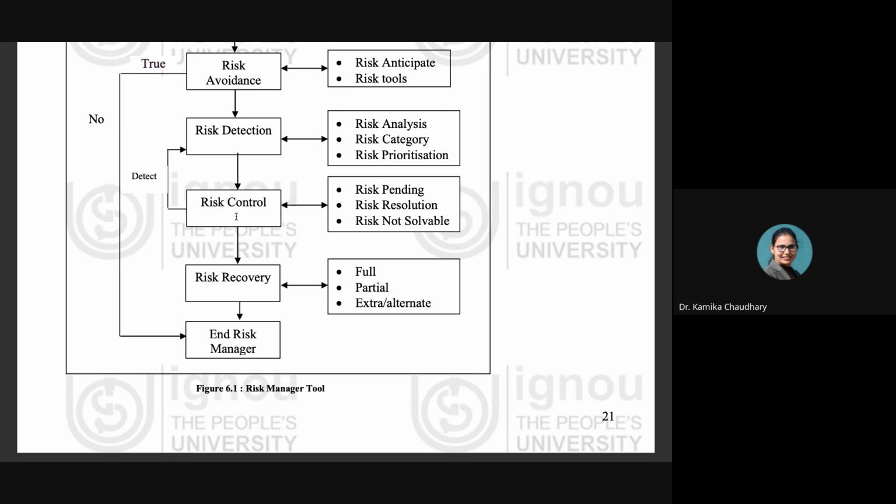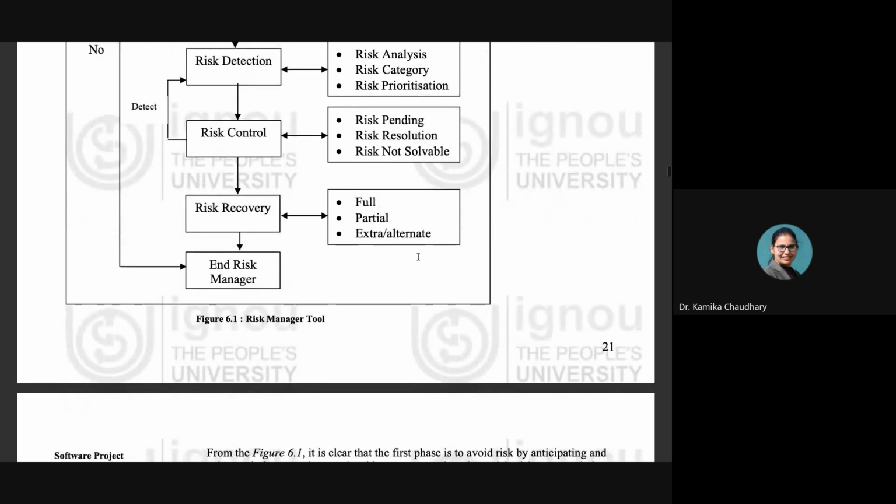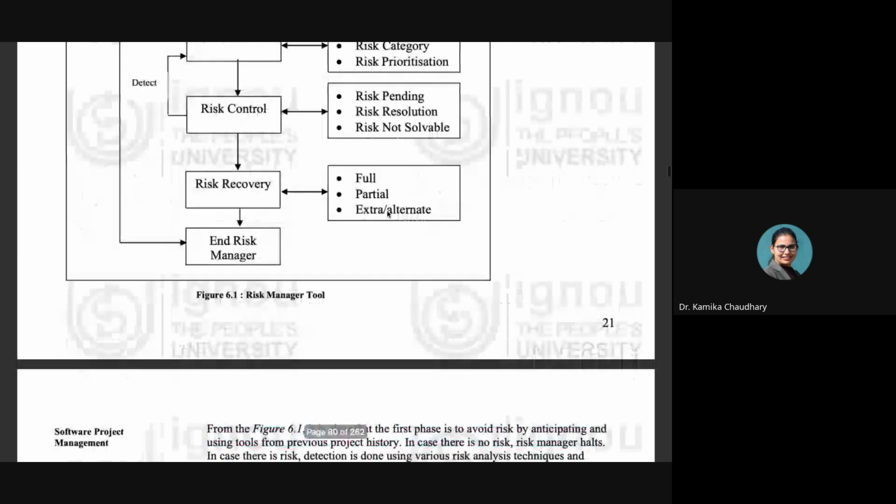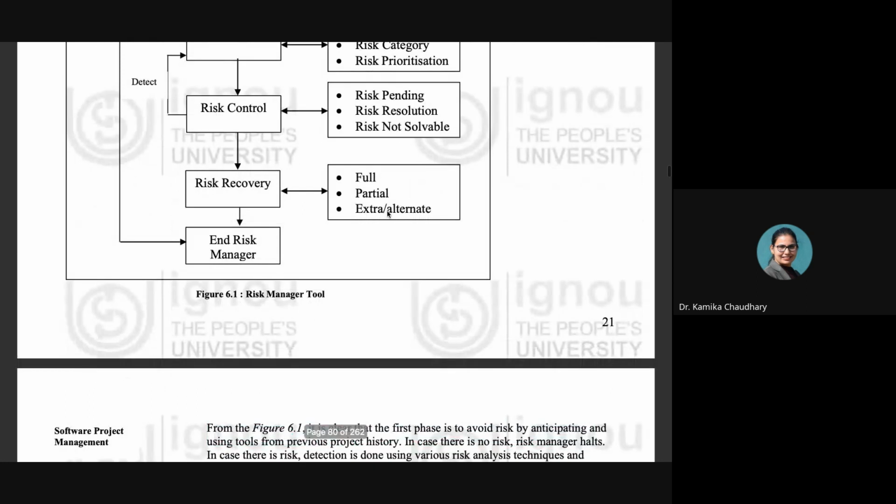Then after the risk control, the risk recovery is performed, whether the recovery is full, partial, or there is another extra or alternate thing that is done. And then the risk manager ends. So we are going to read it from here. In the case there is a risk, detection is done using the various risk analysis techniques and further prioritizing the risk. In the next phase, the risk is controlled by pending the risk, resolving the risk, and in the worst case, if the risk is not solved, lowering the priority. Lastly, the risk is recovered fully, partially, or an alternate solution is found for the particular situation in which the risk has arisen.